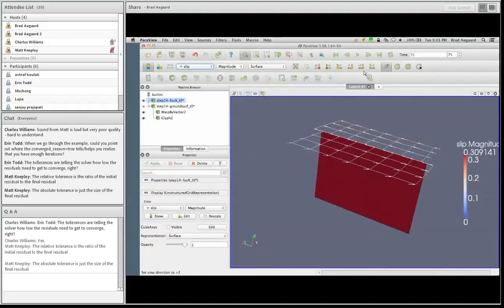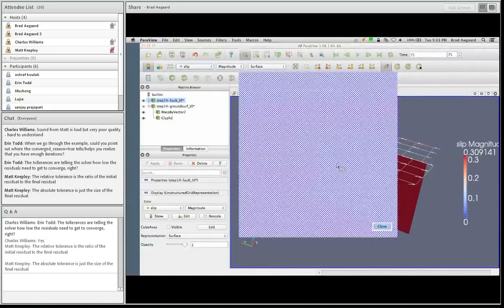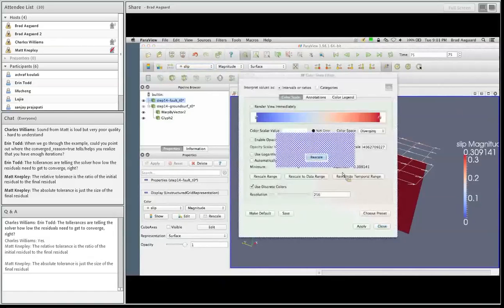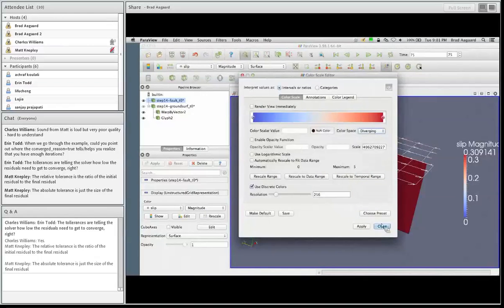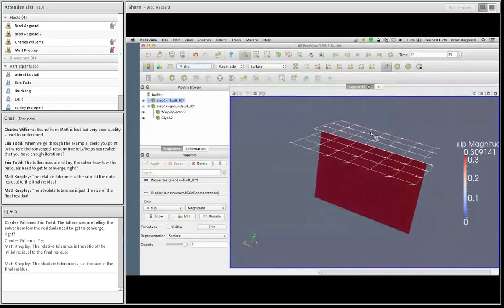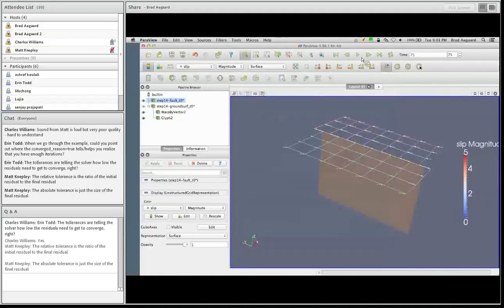And I didn't do the slip rate. I could have output the slip rate. And so we need to rescale our slip again. So rescale range, go back to, let's say, 5. Here, let me play a little more of the movie. So, oops. It's stuck.